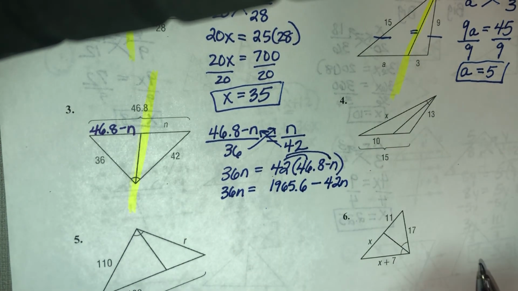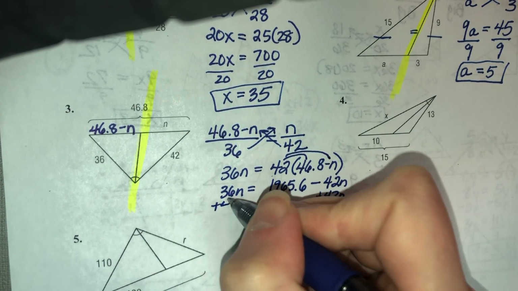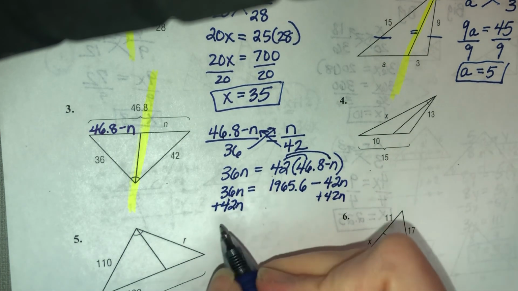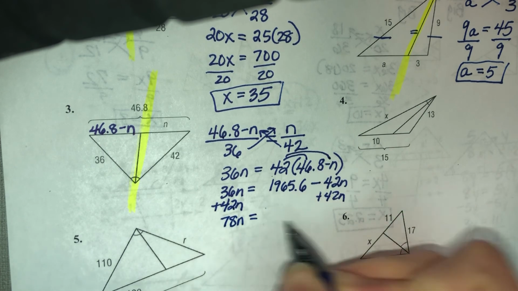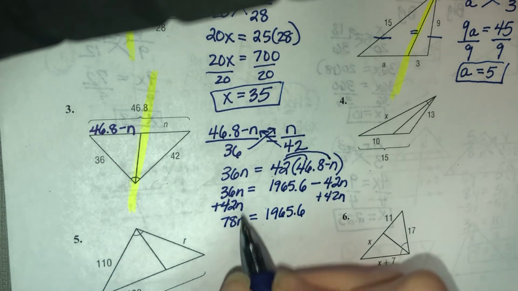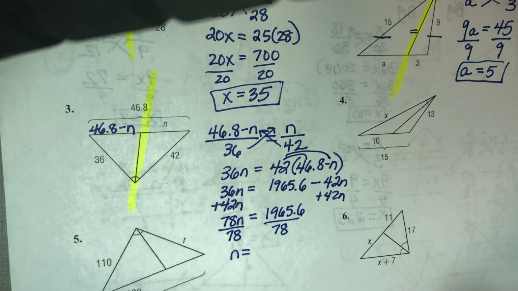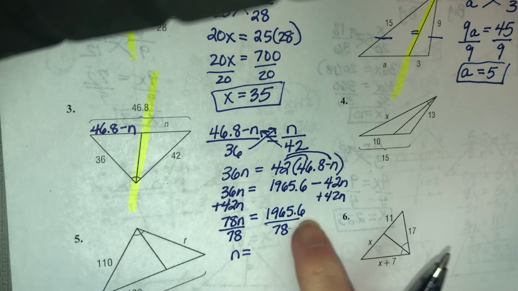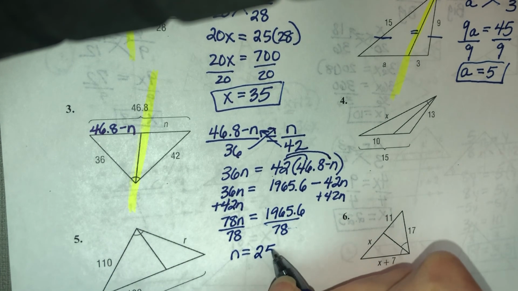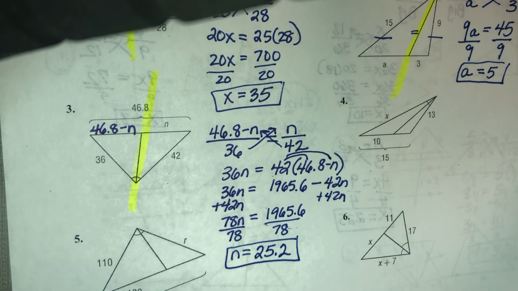I need to get my like terms together, so I'm going to add 42n to both sides of the equation. 36n plus 42n equals 78n. And then I'm going to have 1965.6 left here. I'm going to divide by 78 on both sides, and definitely punch this in your calculator. 1965.6 divided by 78 equals 25.2 for n. That was a bit of a doozy.